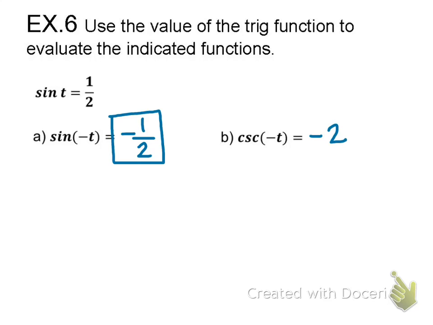Now for cosecant, cosecant is the reciprocal of sine. So I'm going to flip the value over, and that just becomes negative 2.